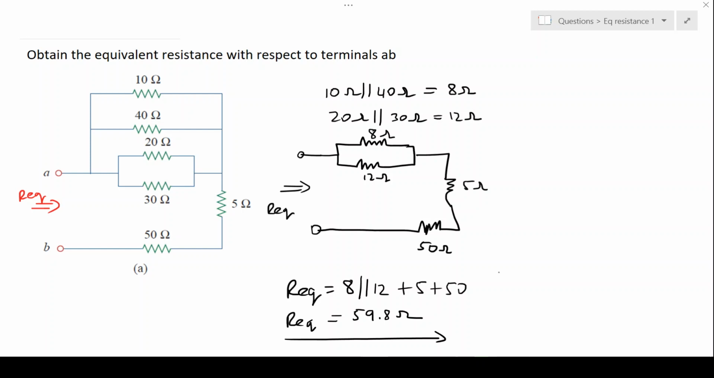Therefore, the equivalent resistance of the circuit with respect to terminals AB will be 59.8 ohms.